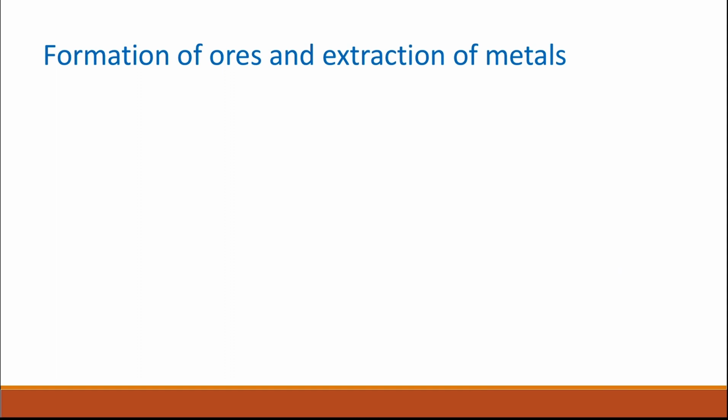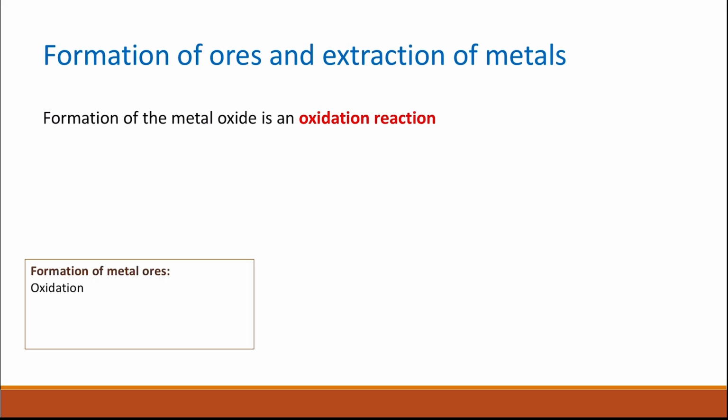So the formation and extraction of metals are types of redox reaction. The formation of the metal oxide is an oxidation reaction, where there is a gain of oxygen, like magnesium reacting with oxygen to give magnesium oxide.